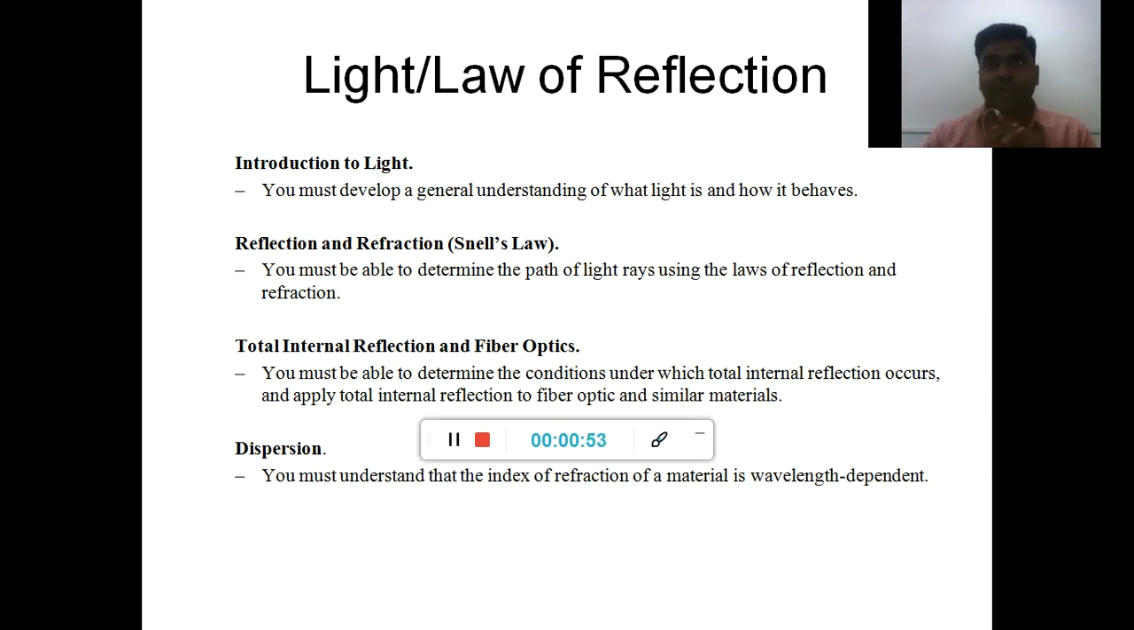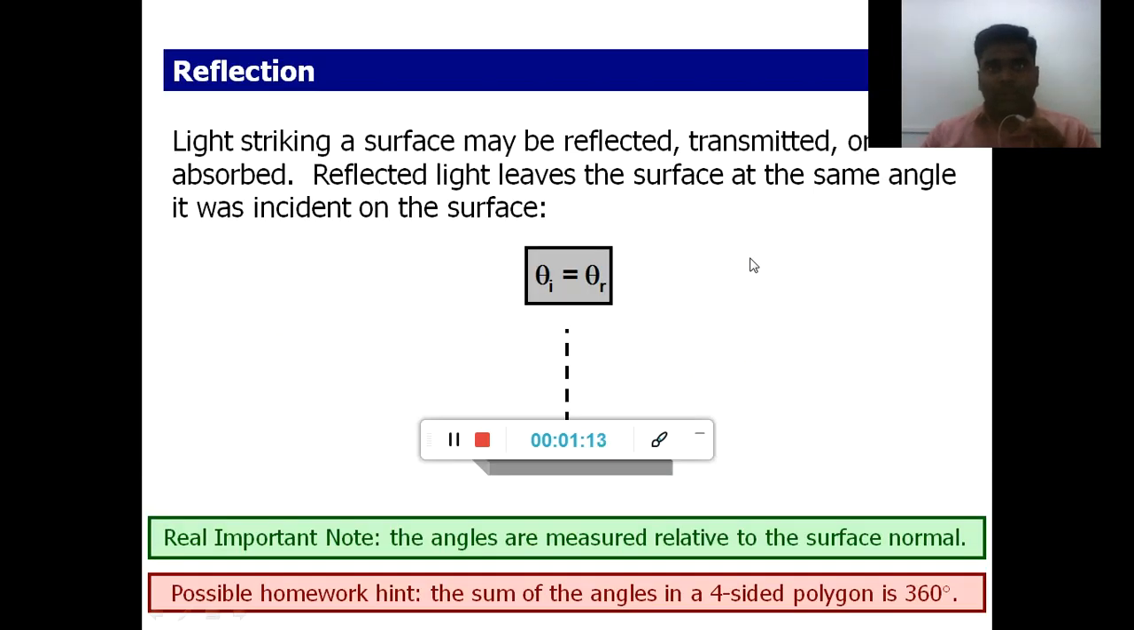Normally, what is light? Light travels in a straight line. I think everyone knows that. Light will get reflected from a smooth surface, or it depends on what kind of surface we have. In this, first we will see what reflection is and what refraction is, and then the types of refraction.